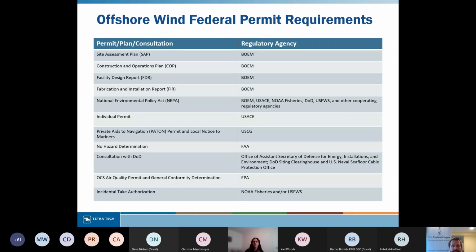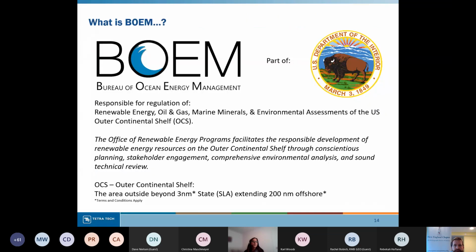But today we're really focusing on the SAP, the Site Assessment Plan, and the COP, the Construction and Operations Plan. And these are submitted to BOEM for approval by BOEM. And so BOEM is the Bureau of Ocean Energy Management. It's a part of the U.S. Department of the Interior, responsible for the regulation of renewable energy, oil and gas, marine minerals, and environmental assessments on the U.S. Outer Continental Shelf.